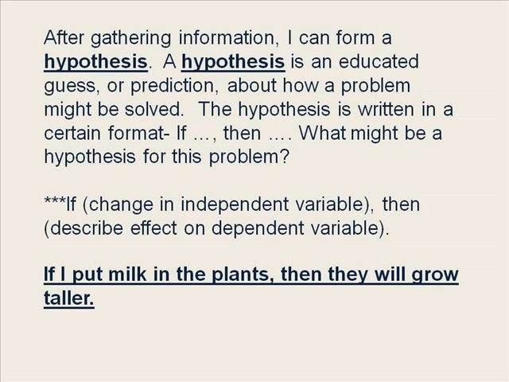A hypothesis for this experiment might read, if I put milk in the plants, then they will grow taller. The if portion refers to the different liquid that I'm putting in the plant, which will be my independent variable. The then portion of the sentence is my prediction that the plants will grow taller. That measuring of the height of the plants will be my dependent variable. It's what I'm going to measure to know if the milk makes a difference or not.